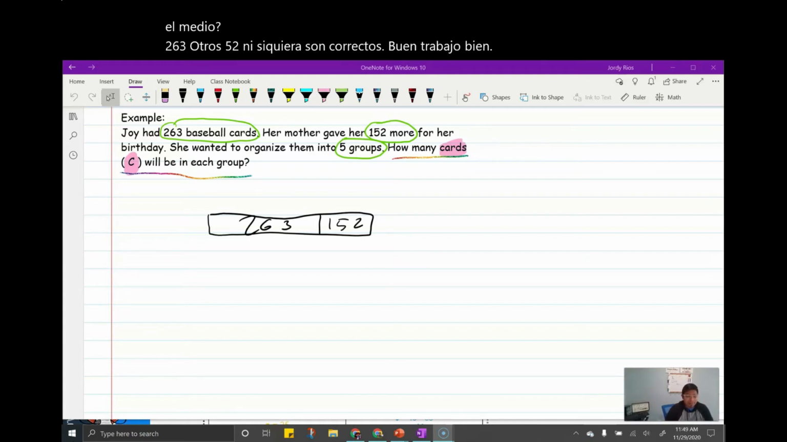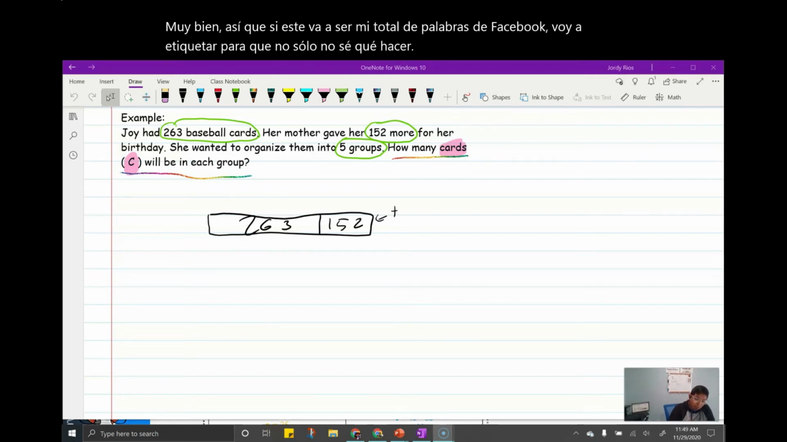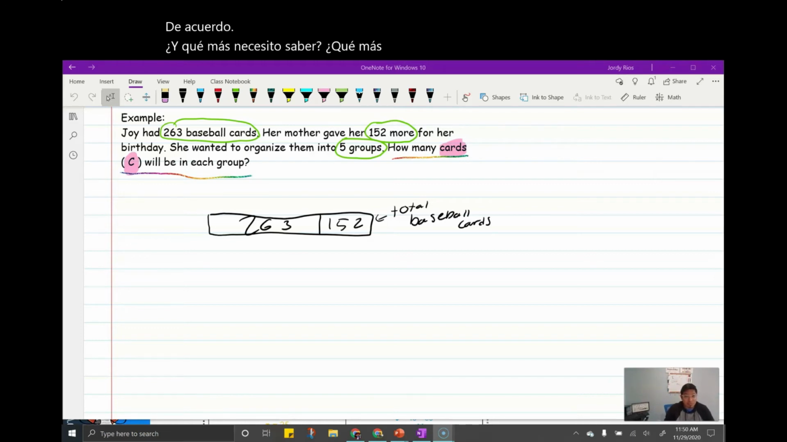Okay. So if this is gonna be my total baseball cards, I'm gonna label it so that I don't just not know what to do. This is gonna be total baseball cards. Okay. And what else do I need to know? What else do I already know that helps visualize this representation?